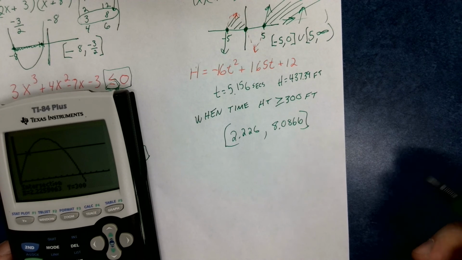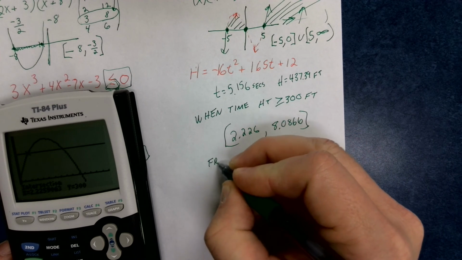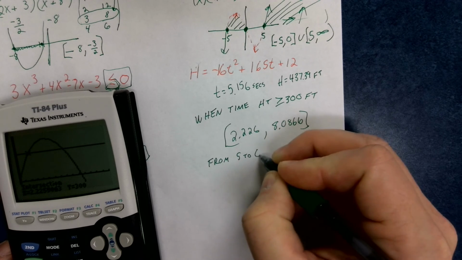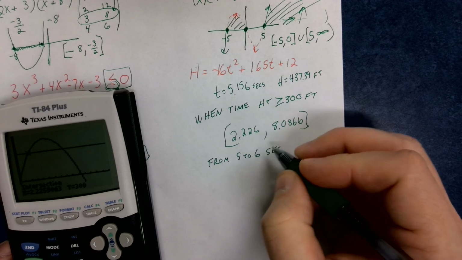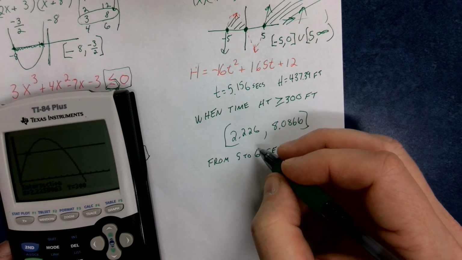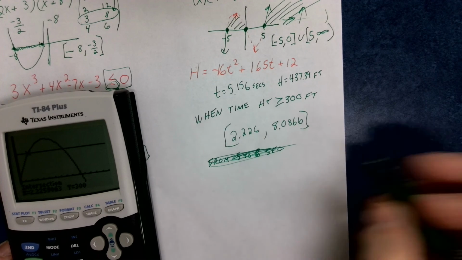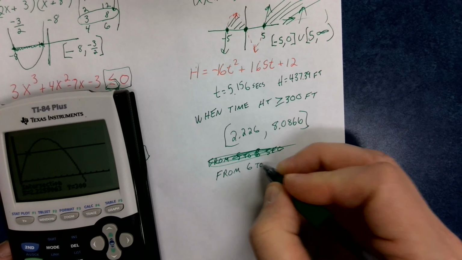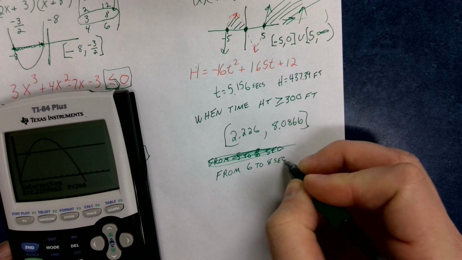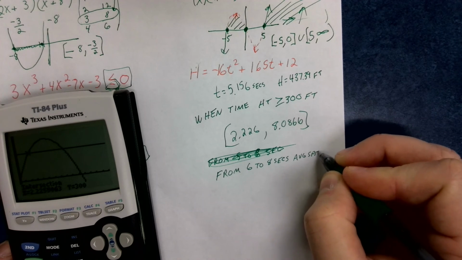Okay. Another question I might ask is this: from 6 to 8 seconds, what is its average speed? Sorry about that. I want to make sure it doesn't have the vertex in there. So from 6 to 8 seconds, what is its average speed?